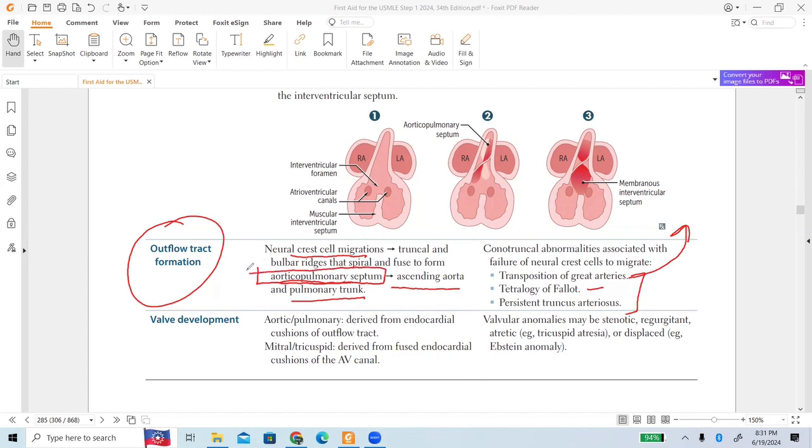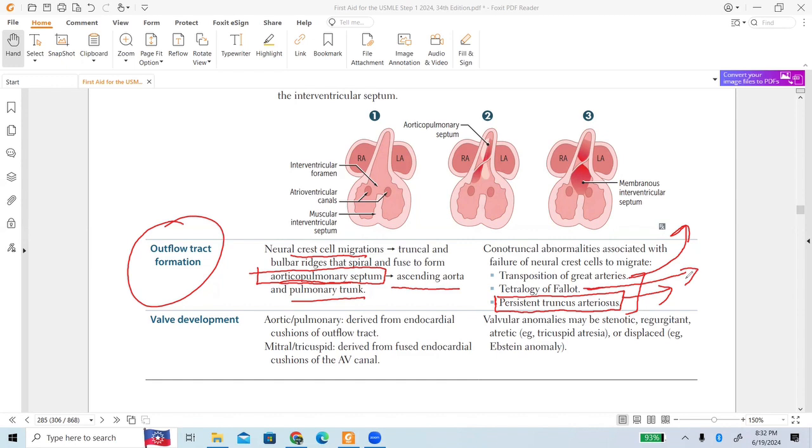So if they give you a pathology like persistent truncus arteriosus, what is the cause? There is no formation of this septum. The aorticopulmonary septum does not form in persistent truncus arteriosus. What is next is the tetralogy of Fallot. Tetralogy of Fallot consists of four pathologies, four things. We will discuss these things in the next sessions.